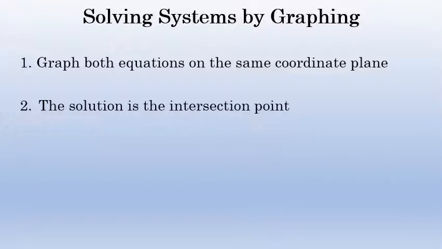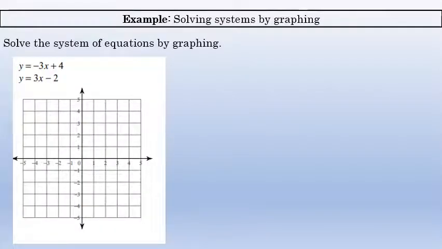Let's now solve a system of equations using this graphing method. The system of equations that we'll solve by graphing is y equals negative 3x plus 4 and y equals 3x minus 2. The two equations in this system are already in slope-intercept form. If you were attempting to solve a system of equations by graphing and the equations were not in slope-intercept form, that would be a good first step. But in this case, the equations are already in a form that makes them easy to graph.